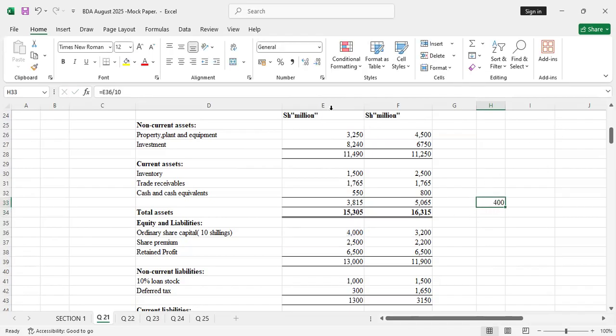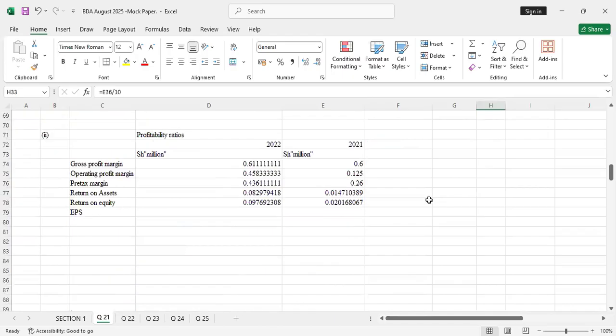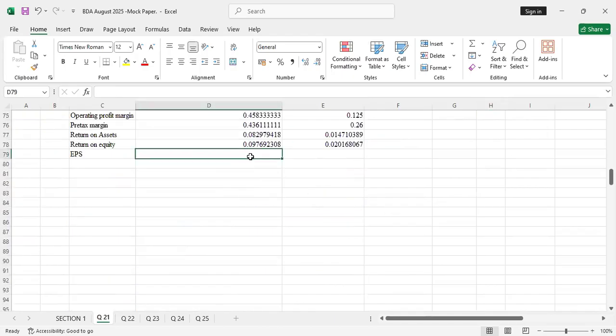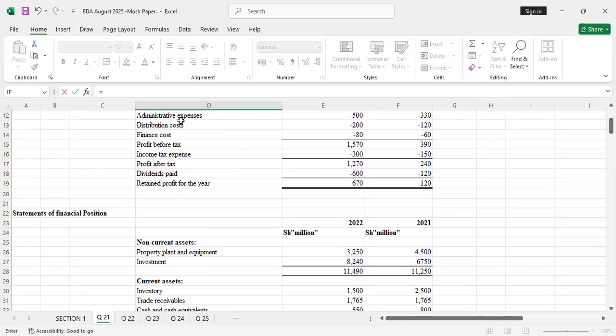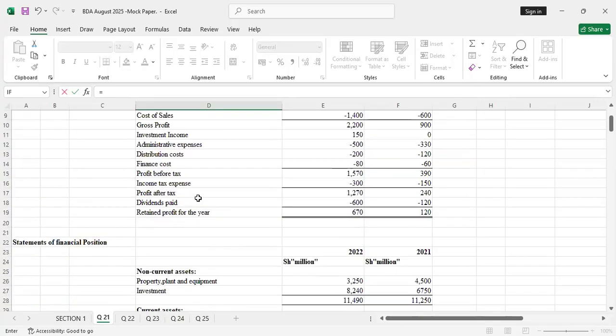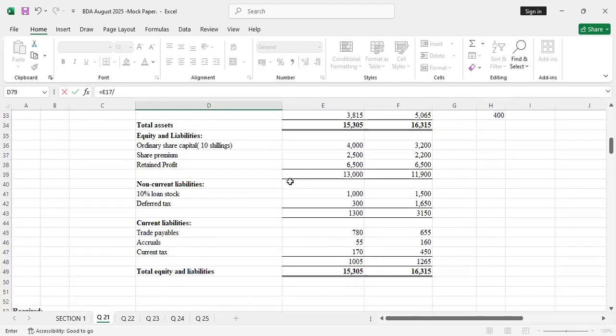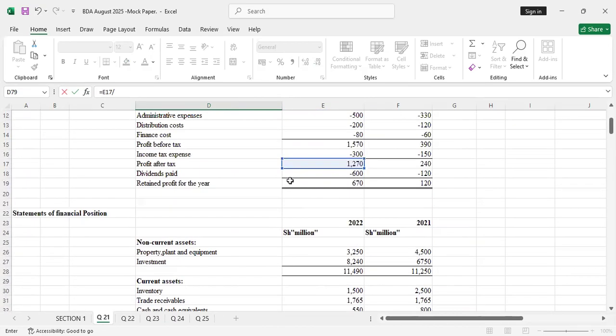So I'll use that 400 because these shillings are in millions. Everything we are working with is in millions. The number of shares here will be 400. Earnings per share will be the net profit, which is the profit after tax. You divide that by the number of what? The number of shares.